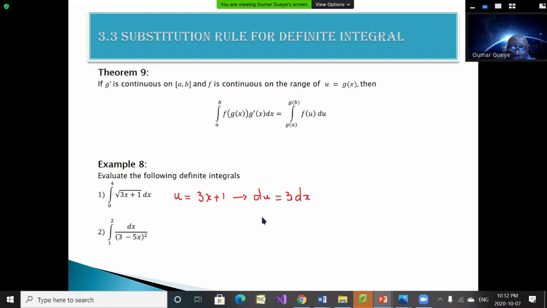Just keep in mind the formula was u equal to g of x, because you guys have to show your work. Don't forget it. You have to show us what your u is, how to calculate your du, and how to find the new interval of integration. Otherwise, you will not get full marks. So du, as I told you, is equal to g dash times dx. Don't forget the dx.